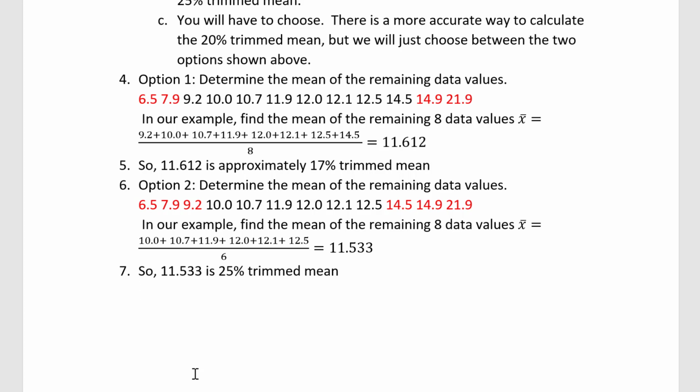And that's how we would work with trimmed means if our K, or the number of data values we take off the top and bottom, didn't end up being an integer when we found that percent trimmed mean with our particular sample size.